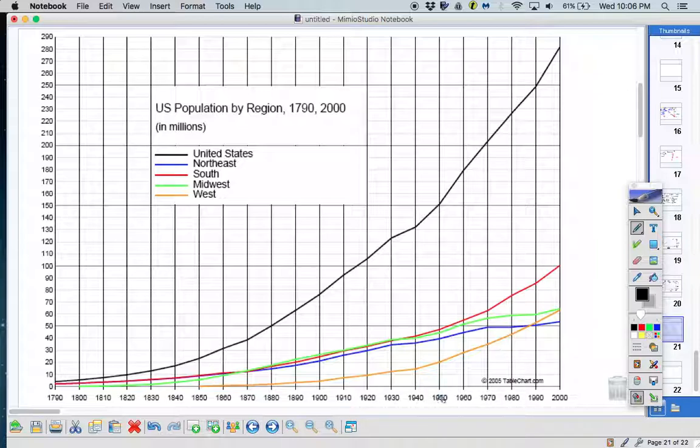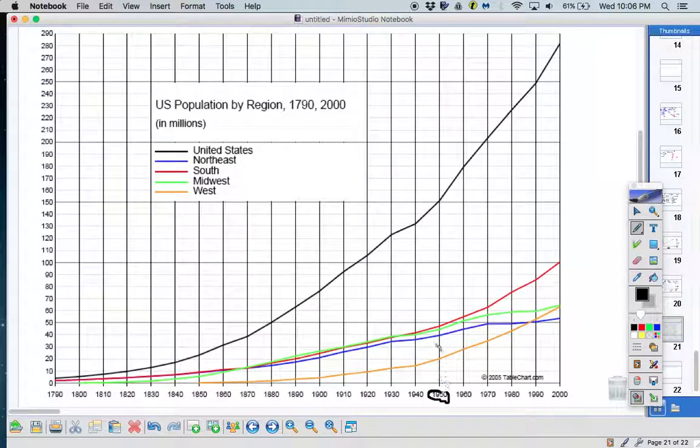I want to know what the population was of the United States in 1950. So I can go all the way up, and then I go across, and it was 150, and this was in millions of people. So this is 150 million. So in 1950, this is 150 million people in the United States. So you can read any chart you want. It doesn't have to be just a straight line, and that's how you can use it. So you can go up and across.